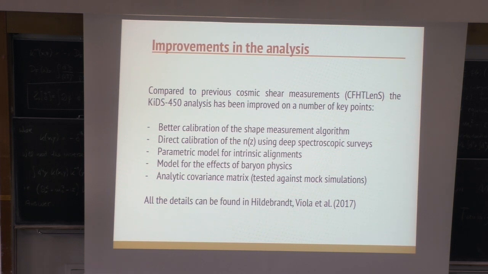Compared to what we had done before, the CFHTLenS legacy survey, we basically improved almost on everything. The shape measurements were improved. The spectroscopic redshifts are also better calibrated. Intrinsic alignments were accounted for. We included baryon physics as well. And another very important development, which you see broader and broader, is getting the error bars: there's a lot of work going on on covariance matrices, which is non-trivial for these large surveys. There's a very detailed paper, about 50 pages, that you can read with all the details.